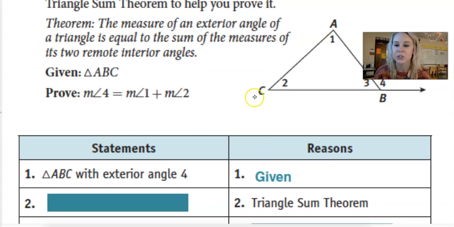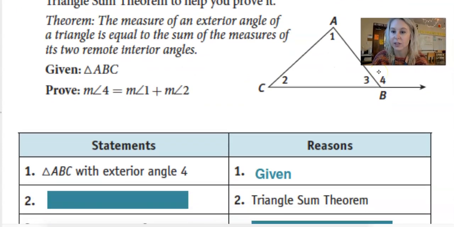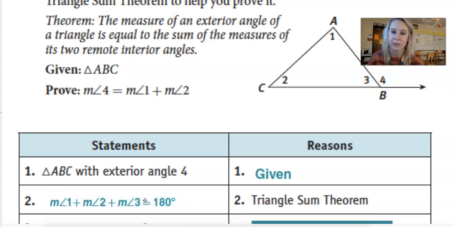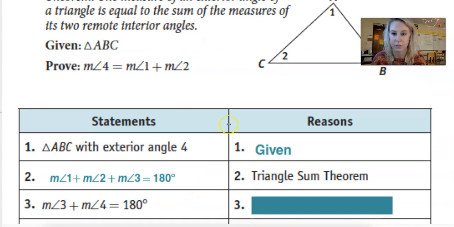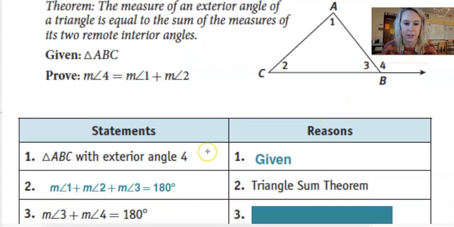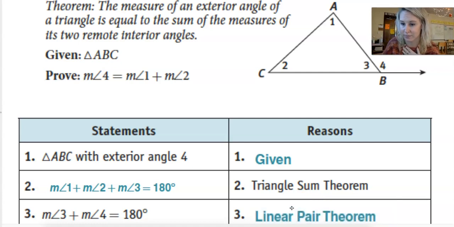Okay. Number 2, the triangle sum theorem. We kind of learned that. The triangle sum theorem would be this angle plus this angle plus this angle equals 180. So the measure of angle 1 plus the measure of angle 2 plus the measure of angle 3 equals 180 degrees. Okay. So that's the triangle sum theorem. Next, but not last, angles 3 and 4. If I go back to module 1, I've proved that 3 and 4 make 180 degrees because they are a linear pair. So that's going to be called the linear pair theorem. So I know that angle 3 plus angle 4 is 180 because they're linear.